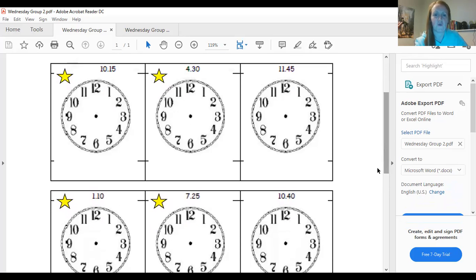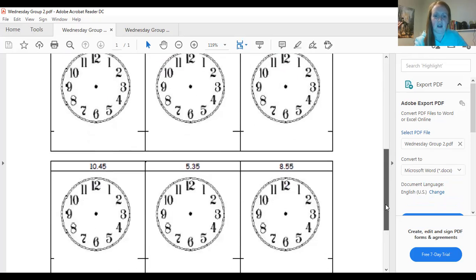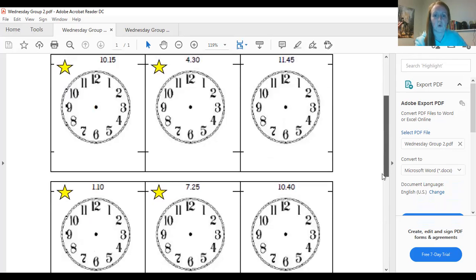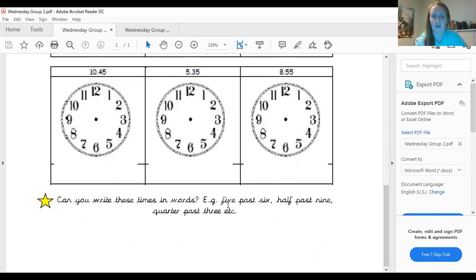You'll notice that 4 of the questions have got stars on them. And that's because when you've finished all of your clocks and added the hour hands and the minute hands, I'd like you to have a go at writing just the ones with the star on. Can you write these times in words, full words? So my examples I've given you here are like 5 past 6, 9:30, 3:15.